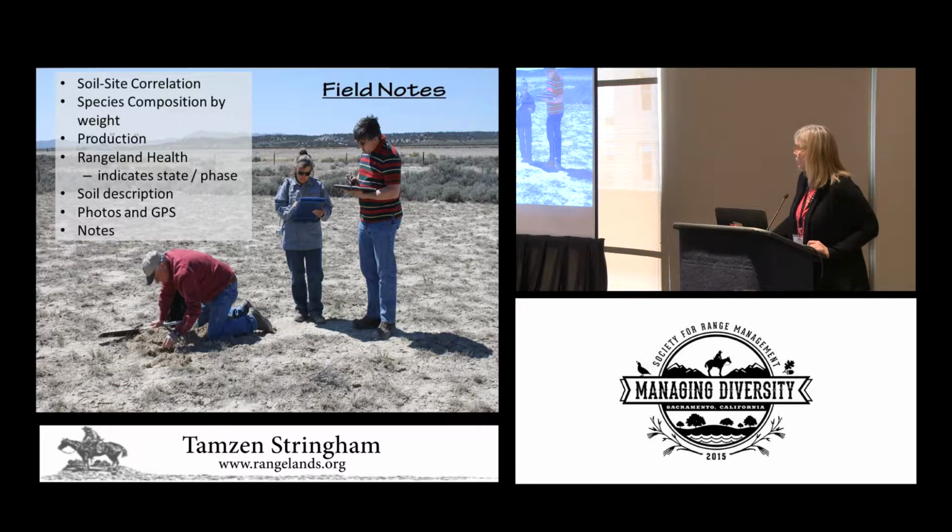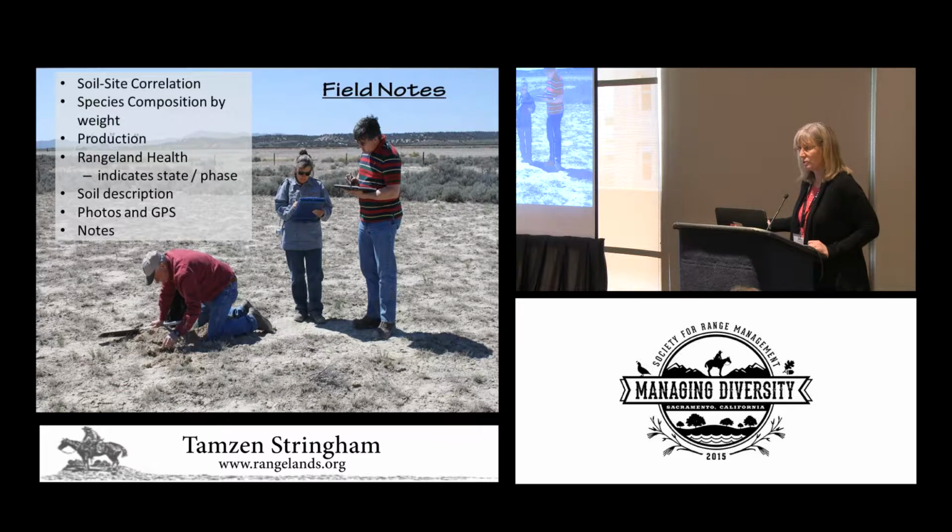Species composition by weight, production, rangeland health indicates the state and the phase. The soil scientist will do a soil description with a 20-inch pit. That's what we dig. Okay, we're not doing the full enchilada. Photos and GPS points, so we have a shapefile of every point we've ever been to that's tied to the data that we collect. And any notes that we feel are necessary.